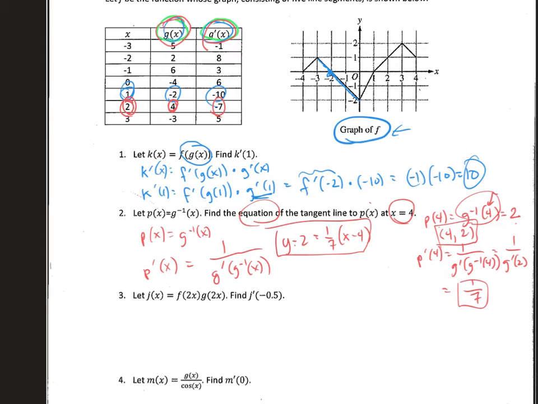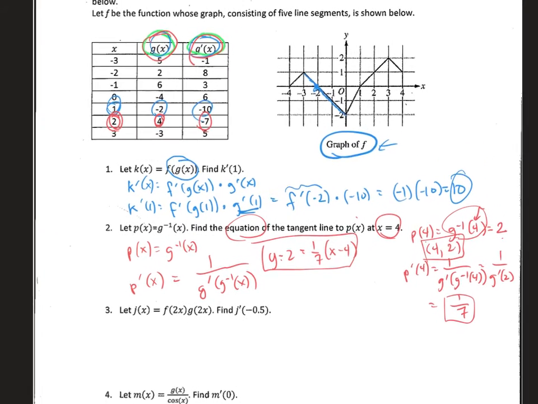And that's part B. So now part C. Another function. This time we're given that j is f of 2x times g of 2x. So when we find j prime, that's going to require product rule first. So first times the derivative of this, which has a function inside of a function. So that's going to be the chain rule, plus second times the derivative of the first, which again is going to be the chain rule.